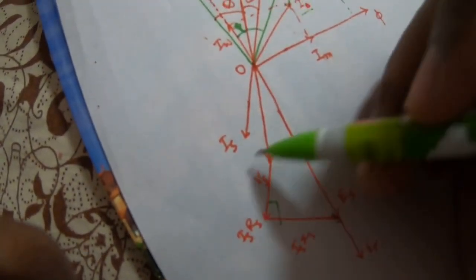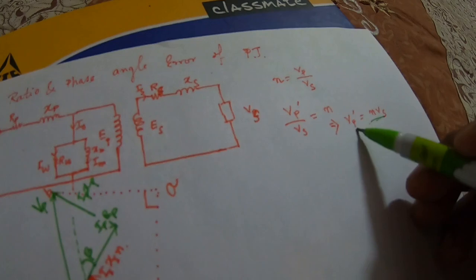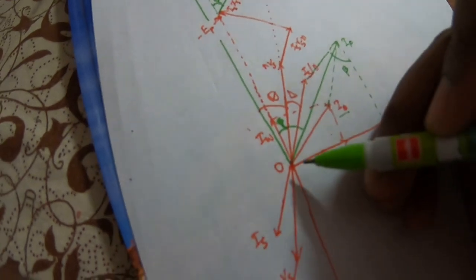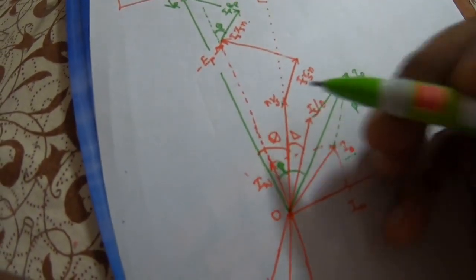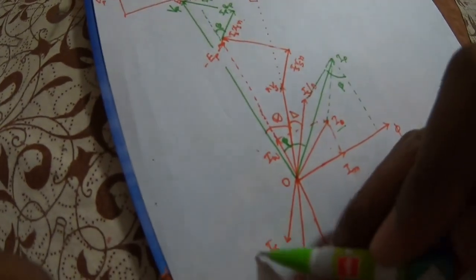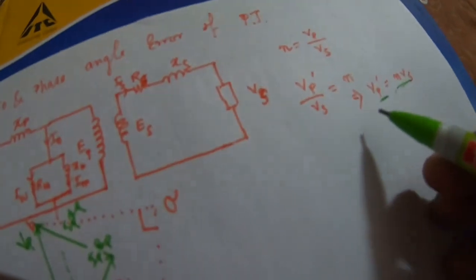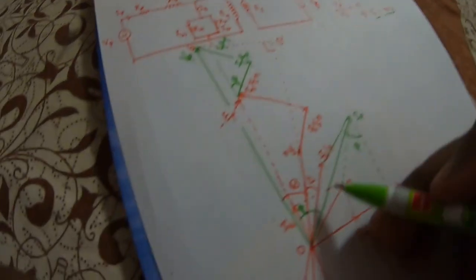In this case, Vs is the secondary side voltage, and we are converting this secondary side voltage to the primary side. According to this theory, what will be the value of Vp dash? Vp dash will be nothing but N into Vs, so when Vs is converted, it becomes N Vs. Again, when Is is converted to the primary side, it becomes Is by N. If you do that, you will get this. Now this is Is by N.